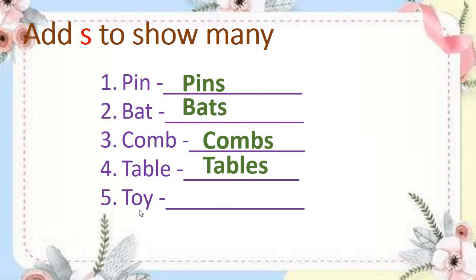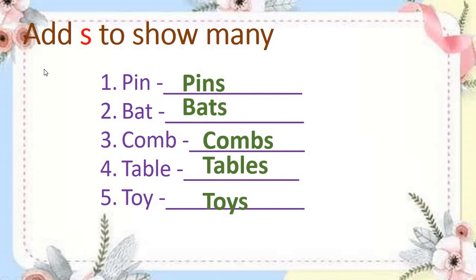Number 5 is toy. T-O-Y, toy. So what will be the word to show many? Do you remember how to show many? Toy, you have to add S. Yes, you are remembering. What do you have to do? Add S. So the word will be toys. T-O-Y-S, toys. Many toys. Okay, children?